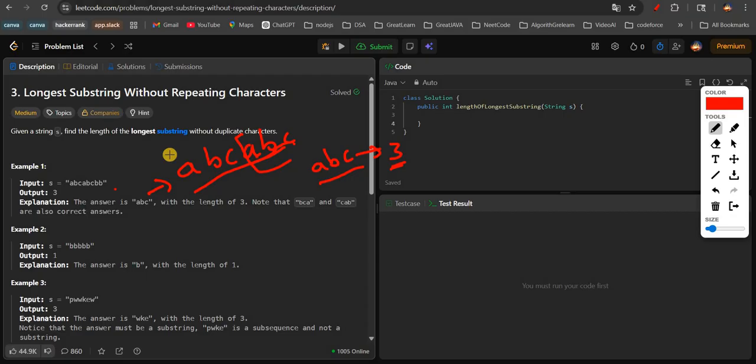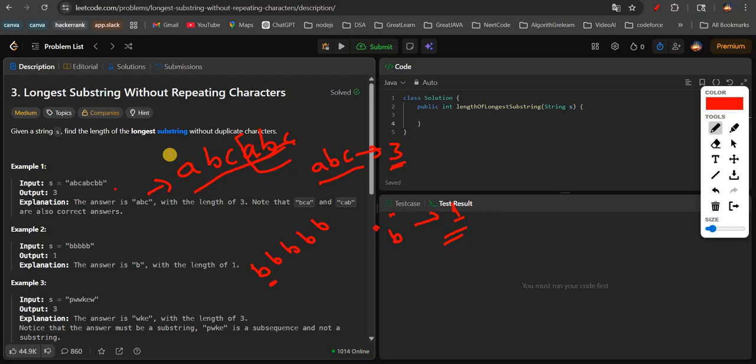Okay, and there is another example, B, B, B. In this, what will be the output? How could you expect this? Let's see here. All are repeated characters. So we just have to consider only a single character. Okay, the output is 1. I hope you understood the problem statement of this longest substring without repeating character.